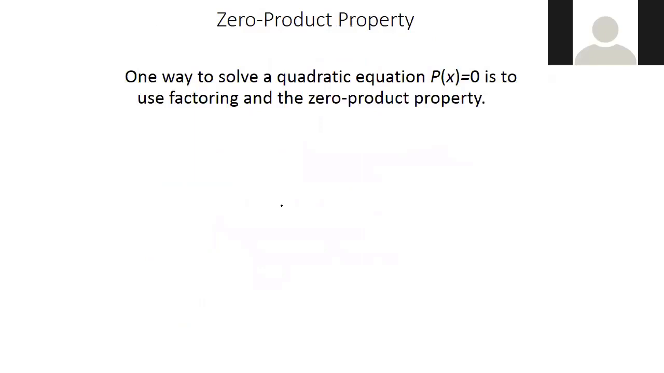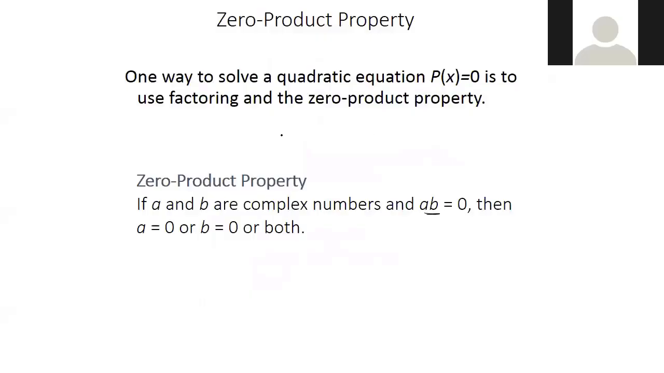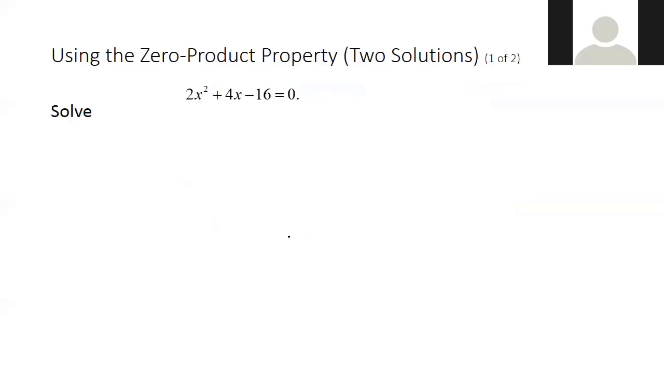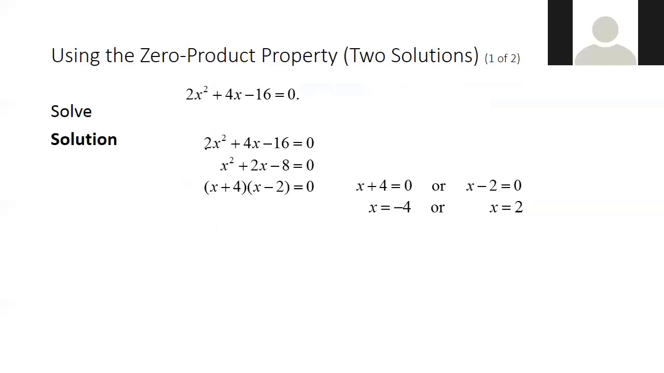So one way to solve a quadratic equation, p of x equal to 0, is to use factoring and the zero product property. So basically we need to get our equation in the form of a product of binomials so we can solve for each of those x. So in this case, let's take a look at the example. We have 2x squared plus 4x minus 16 is equal to 0. In order to solve, we need to factor this.